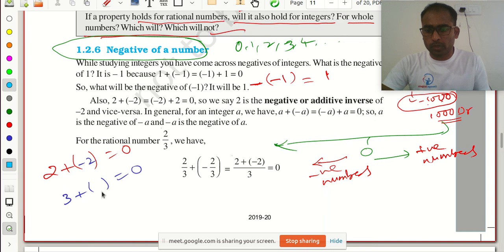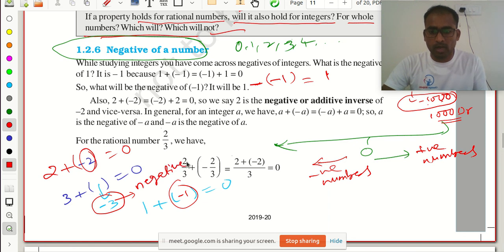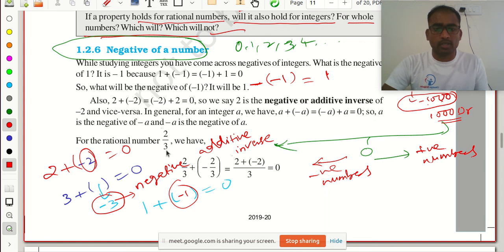So what should I put here in this bracket? Minus 3. Here I am giving one more. What should I put here? Minus 1. So all of this I am telling as the negative of this number, or I can say additive inverse.